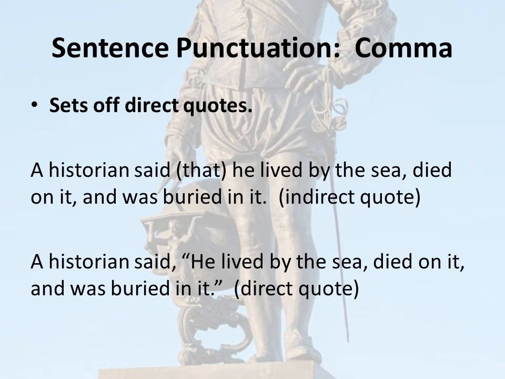A historian said, comma, quote, he lived by the sea, comma, died on it, comma, and was buried in it, period, end quote. So in this direct quote, we have said, which is the reporting word, and then a comma, and then the quotation mark. The other commas in this sentence are because we have different verbs that are a list. Lived, died, and was buried. So those are supposed to be there. And you cannot leave out the comma after said if you're using the quotation marks. And of course, you need quotation marks at the end.